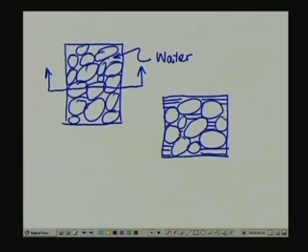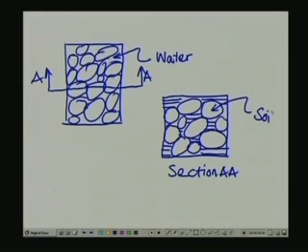So these are soil grains. So let us give a name to the section. So this is section AA. So these are soil grains, and in between is water. And these are also soil grains.